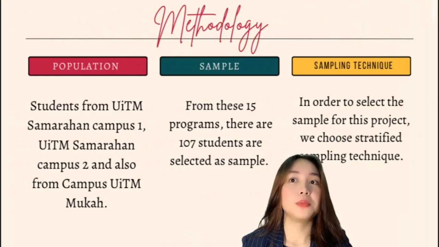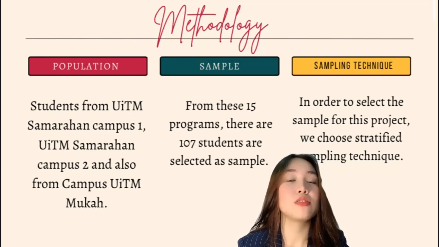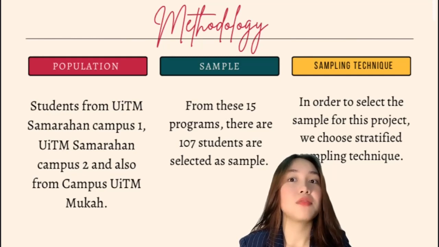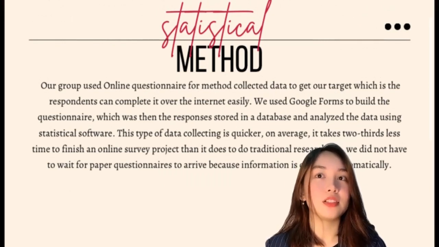Chapter 2, we would be talking about the methodology. In this study, our population is students from UiTM Campus Samarahan 1, UiTM Samarahan Campus 2, and also from UiTM Campus Muka. From these 15 programs, there are 107 students who are selected as the sample. In order to select the sample for this project, we are using the stratified sampling technique. Next, I will be talking about the statistical methods that we use.